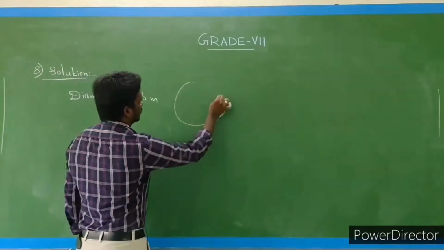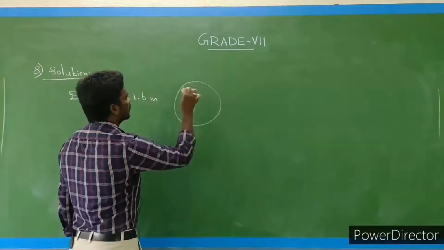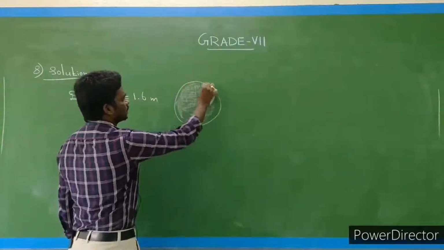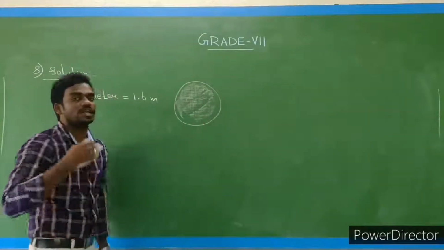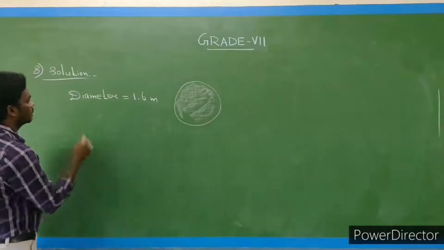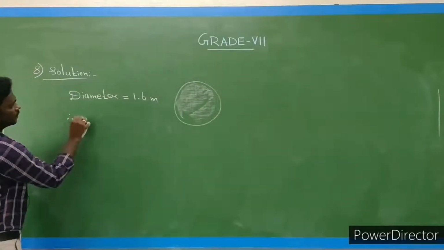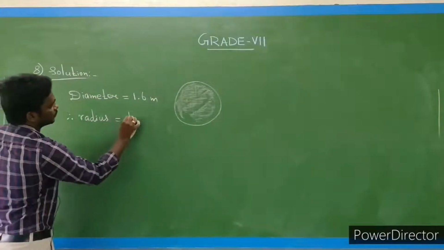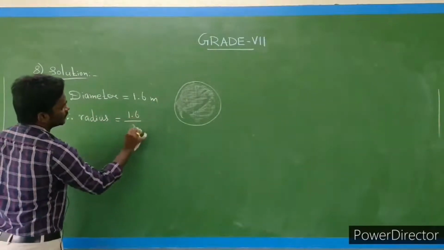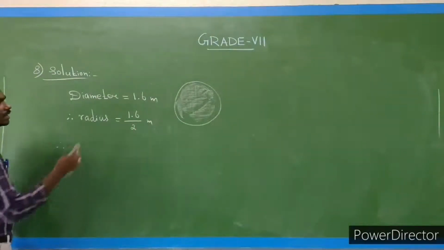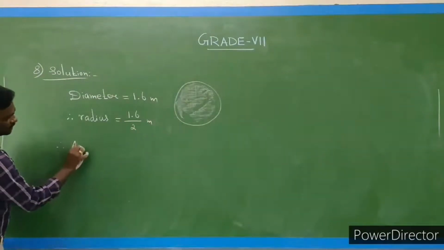We know a circular tabletop is in the form of a circle. We want to find the cost of polishing a circular tabletop. So we need to find the area of the circle. Diameter is equal to 1.6 meter is given. Therefore, what is the radius? Radius equal to 1.6 divided by 2 meter. Therefore, we have to find the area of the circle.